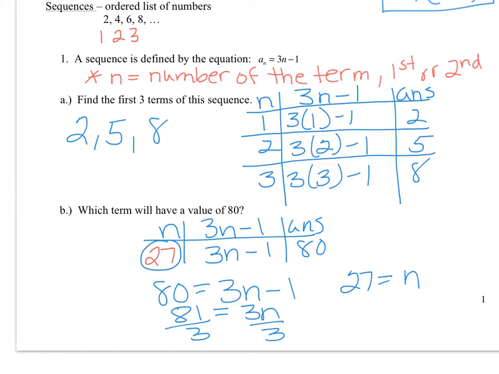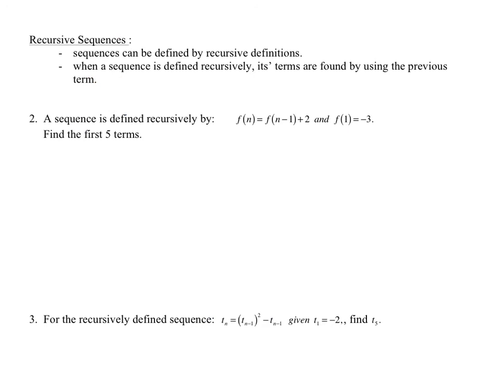Okay, let's go to the next page. Recursive sequences. A sequence can be defined by recursive definitions, which means when a sequence is defined recursively, its terms are found by using the previous term. So what does that basically mean? That means that if I wanted the fourth term, I need the third term in order to get the fourth term. If I wanted the ninth term, I'd need the eighth term in order to get the ninth term.